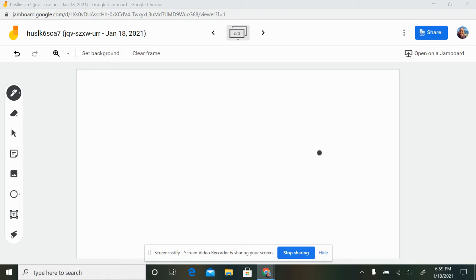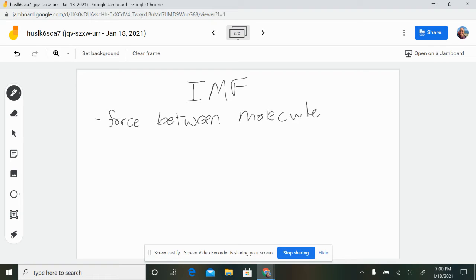Hey guys, I wanted to talk about the intermolecular force activity that you worked on last week. So, the whole idea of intermolecular force is that there's a force between, inter means between, molecules. So, what is the force between molecules?